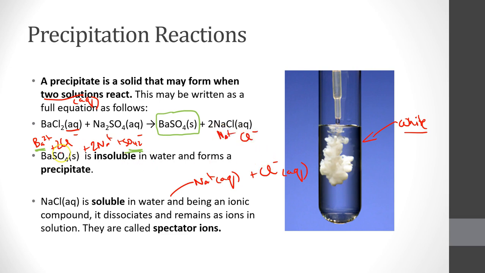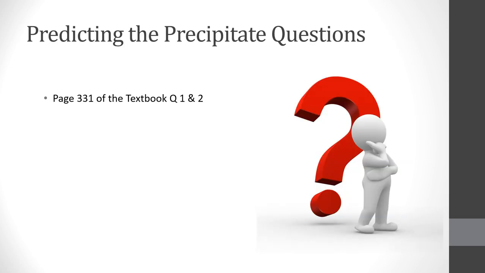Because they are aqueous on both sides, we can actually remove them. They are referred to as spectator ions. They have done nothing in the reaction. They started out as Na+ ions in solution and ended up as Na+ ions in solution, started out as chloride ions in solution and ended up as chloride ions in solution. So this means that they didn't participate, so we refer to them as spectator ions.